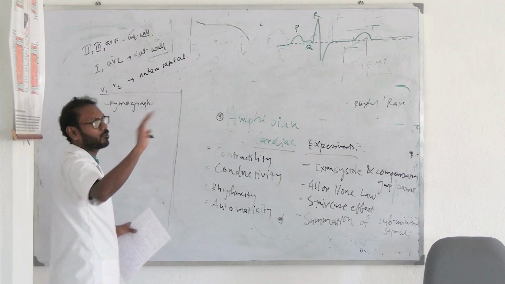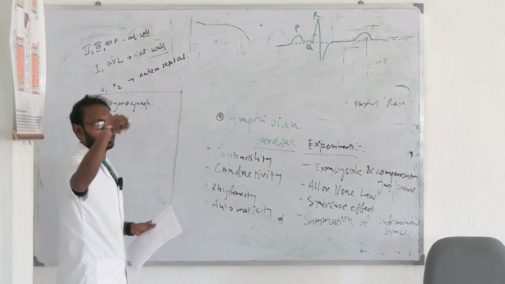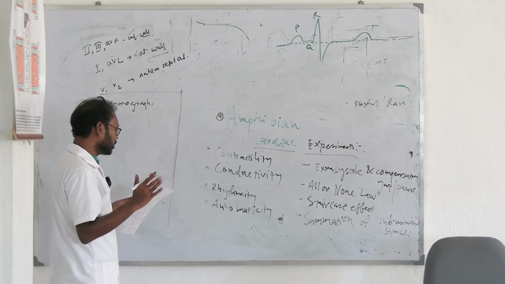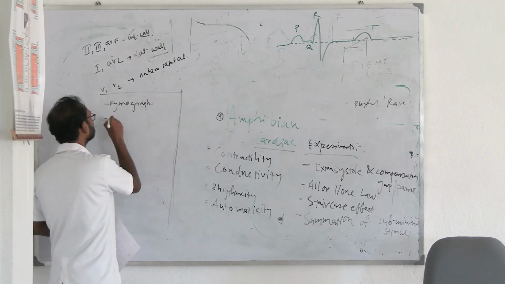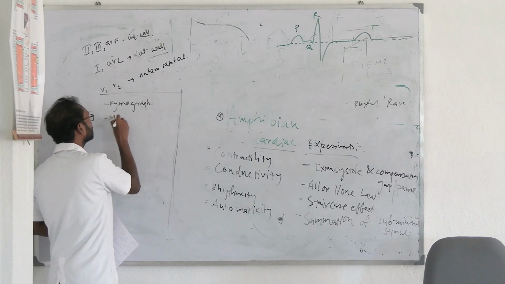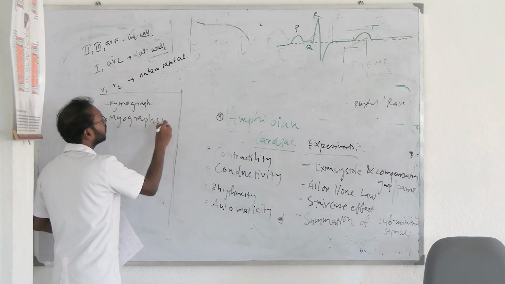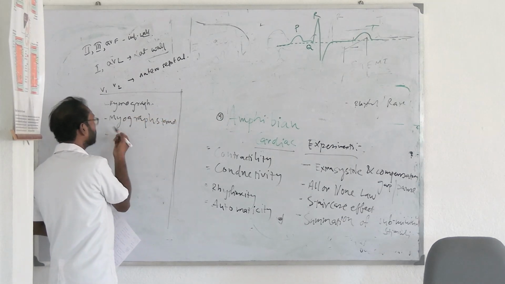Kymograph is that round graph with the pin and all this, that's the kymograph. Then the myograph stand, there is a stand, myograph stand, myograph board.